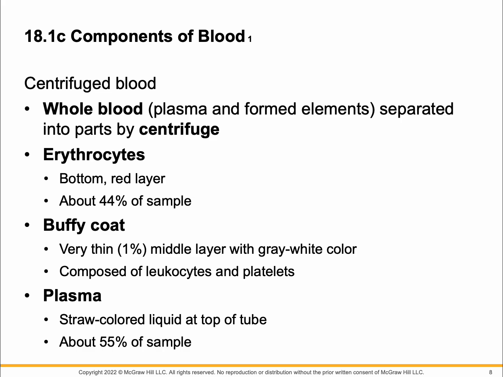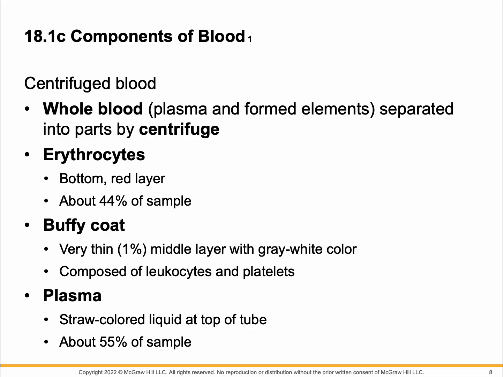You have a middle layer that's very, very small called the buffy coat, and this is made of leukocytes and platelets. It typically appears kind of clear sometimes, or kind of yellow. And then you have the plasma layer that settles at the top.